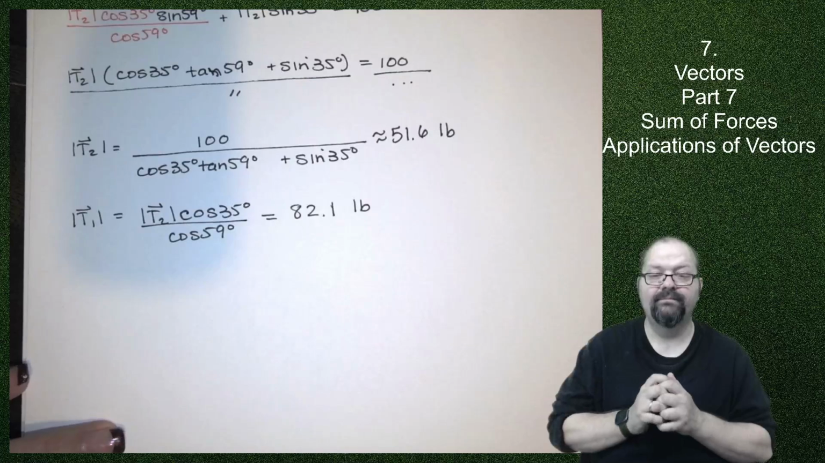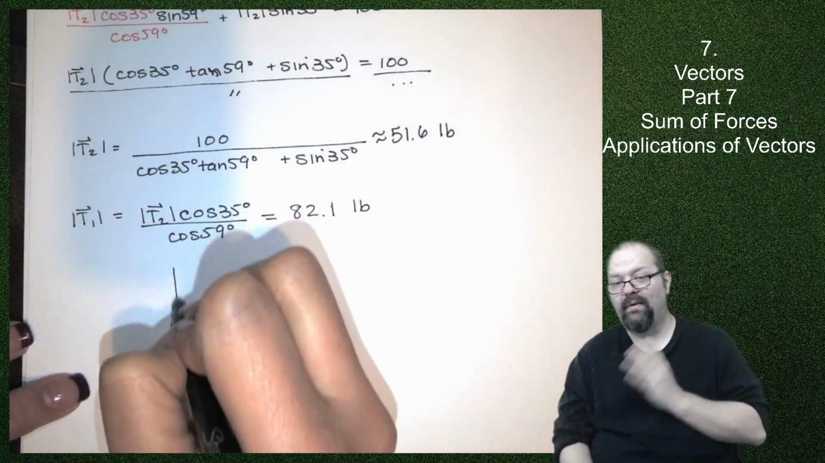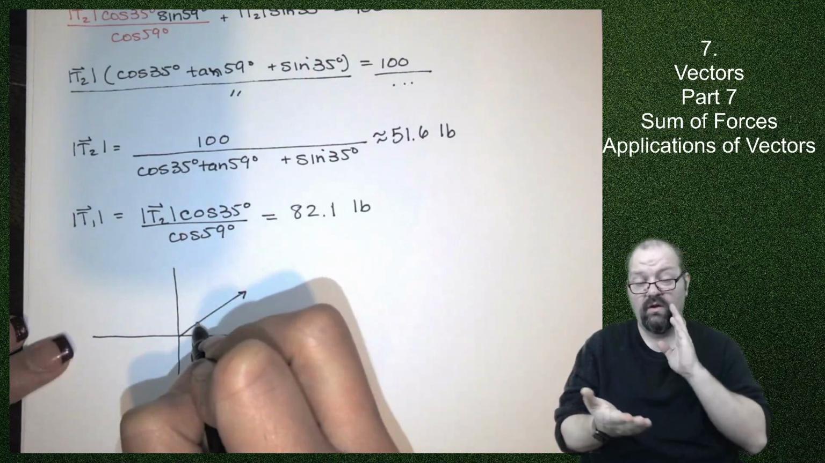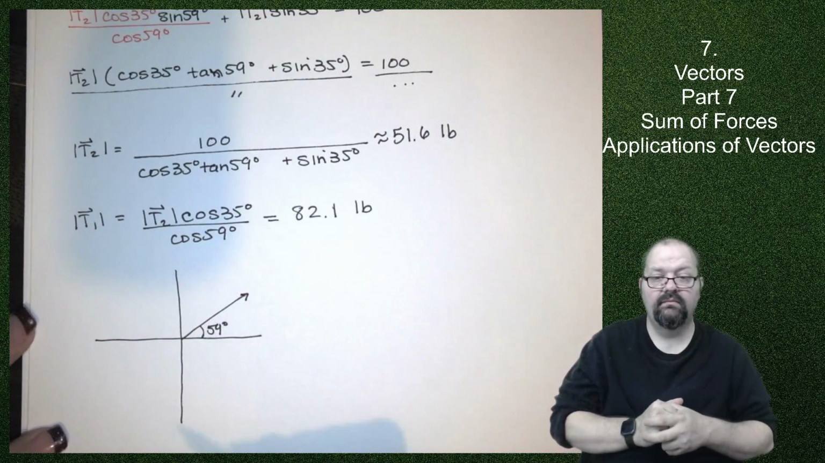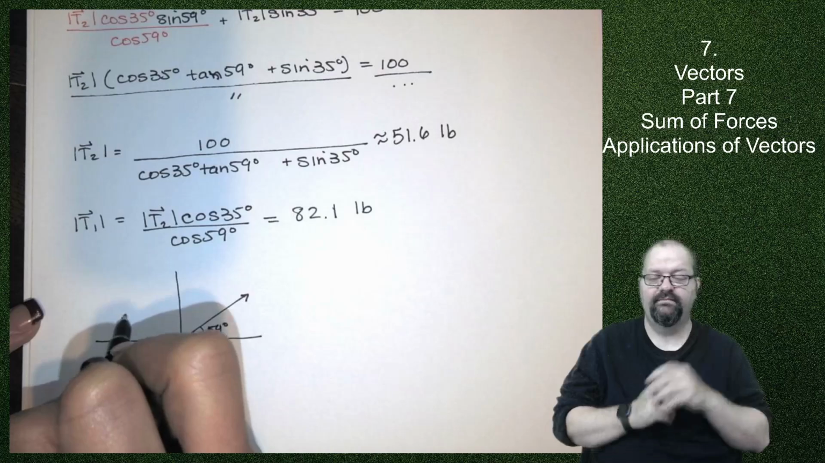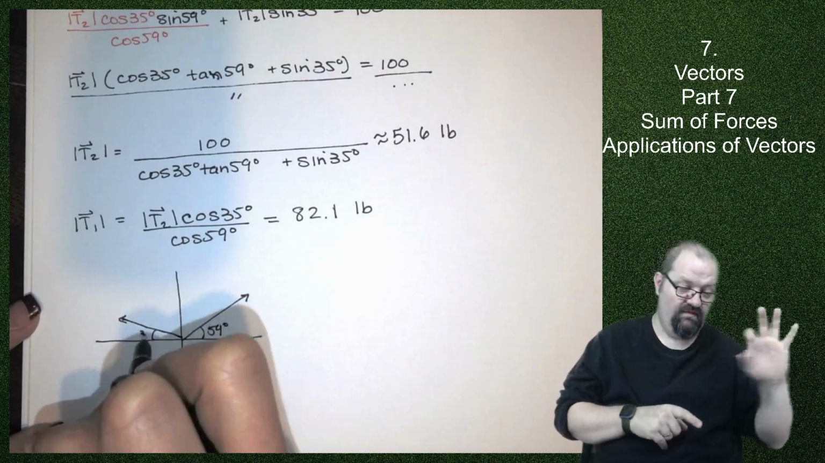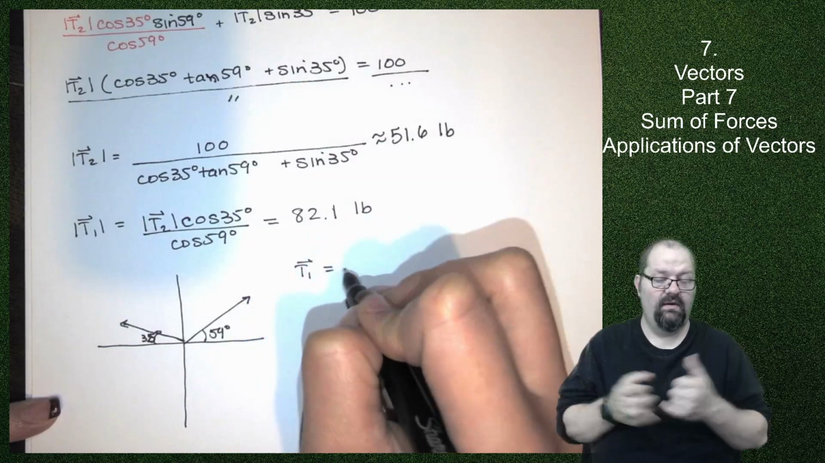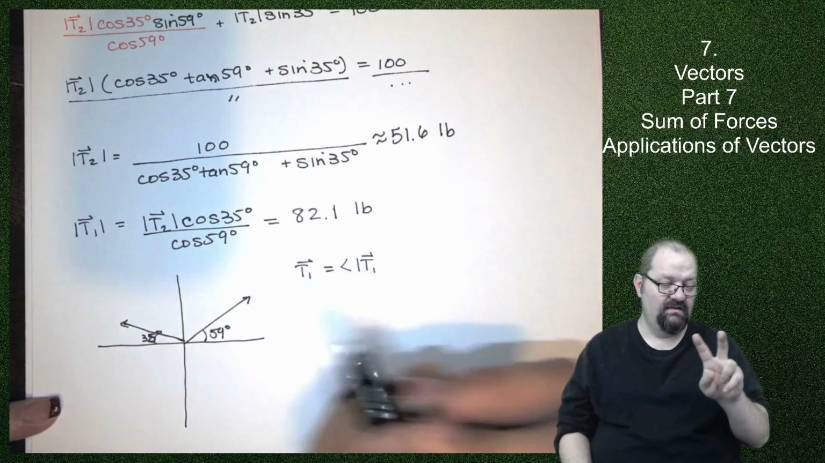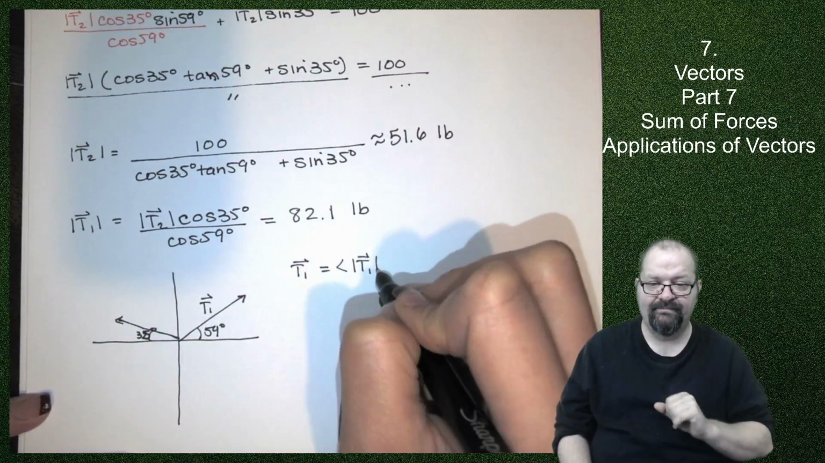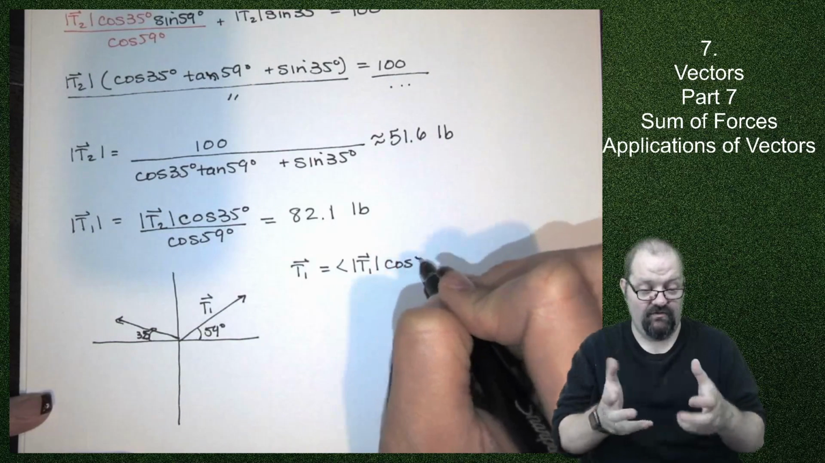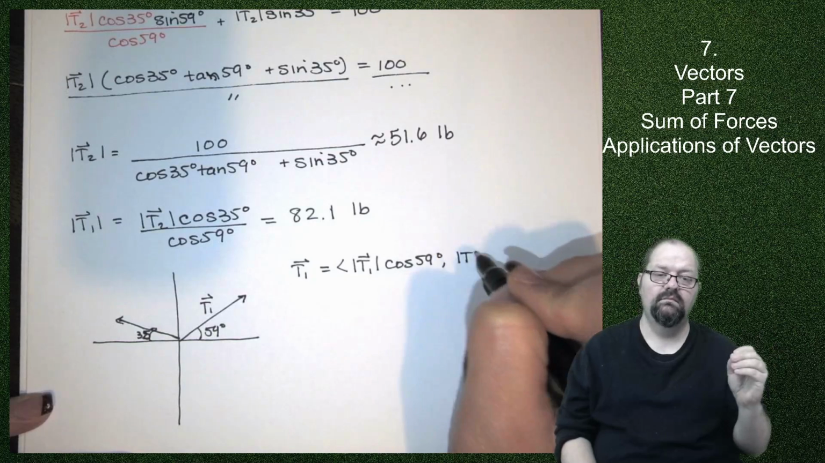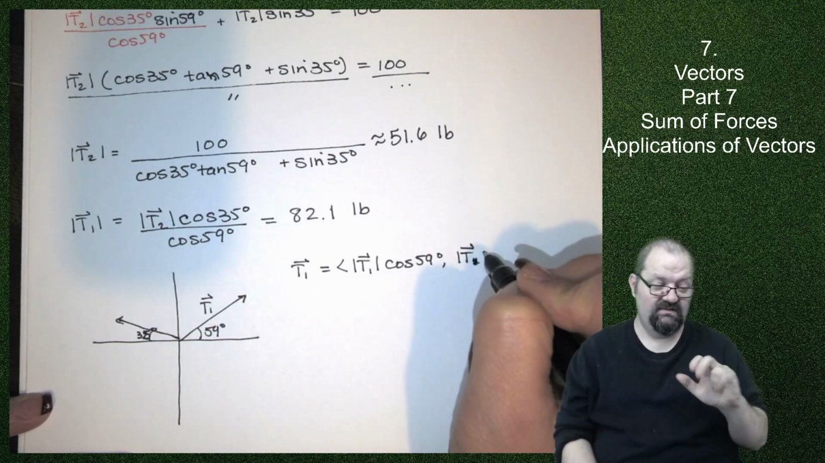All right, let's go back to our problem. This is what it looked like roughly. T1 looked like this. That was 59 degrees, obviously. This is not to scale. And this was 35 degrees over here. And T1 is the vector. It looks like this. This was T1. That magnitude times cosine of 59, and the magnitude times sine of 59.